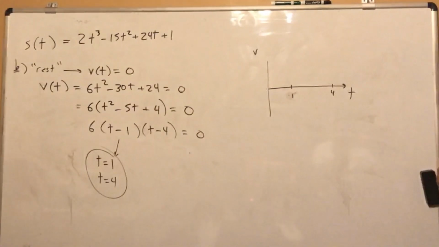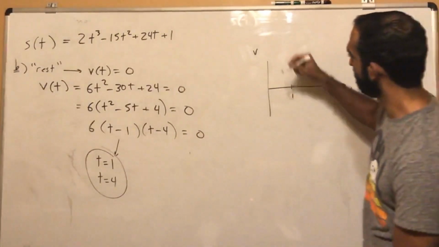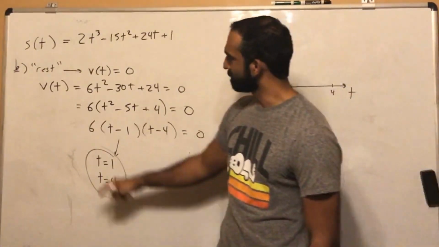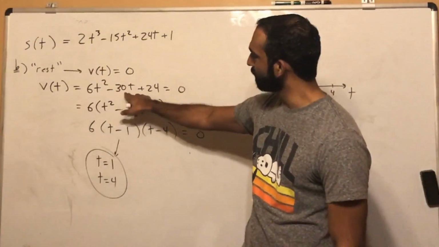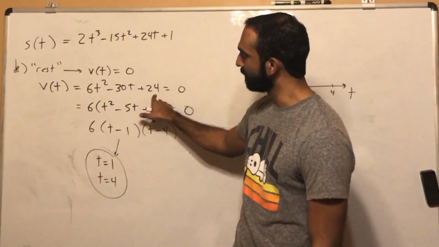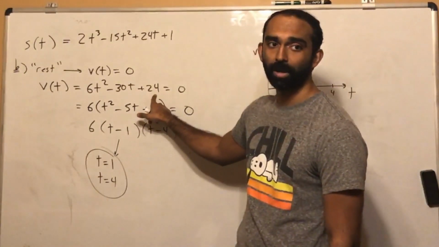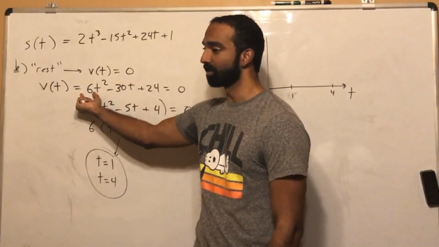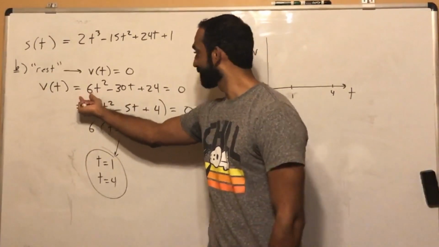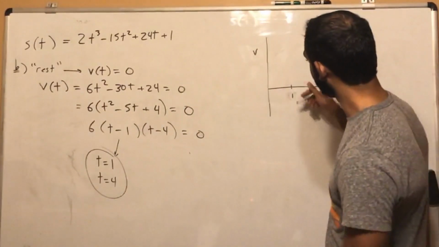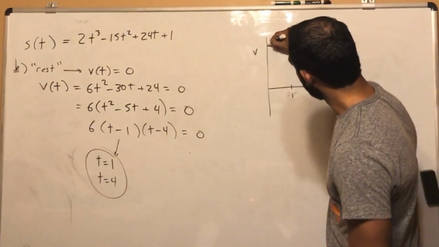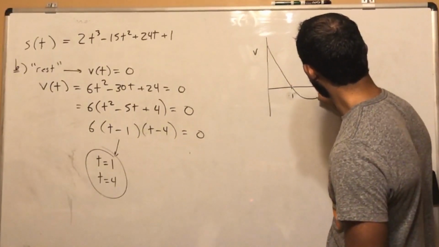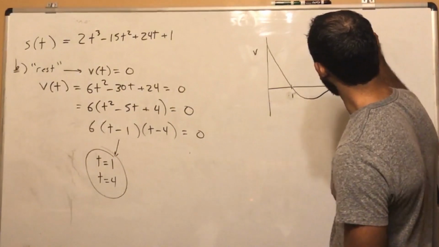Now, is this an upward-facing or a downward-facing parabola? What determines the direction is whether the number in front of the t squared is positive or negative. Positive 6 means this parabola is going upward, which means it's going to cut through the t-axis at 1 and do a shape like that.